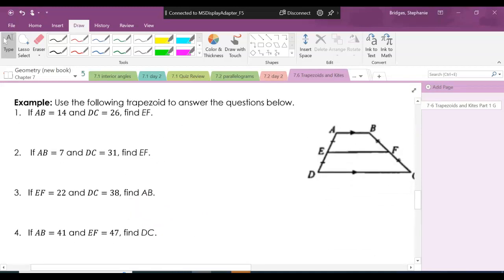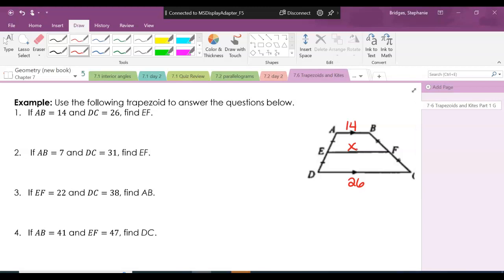Label in your picture, and we're going to have to erase because we have separate questions, but label in your picture, AB is 14, correct? Okay. DC is 26. And it wants me to find EF, so I'm going to call that X. Two times the mid-segment equals base 1 plus base 2.